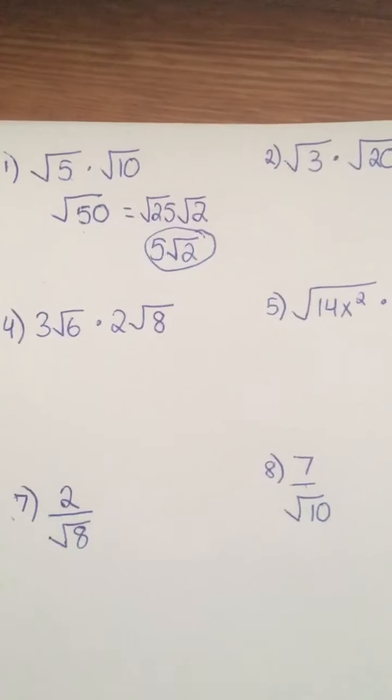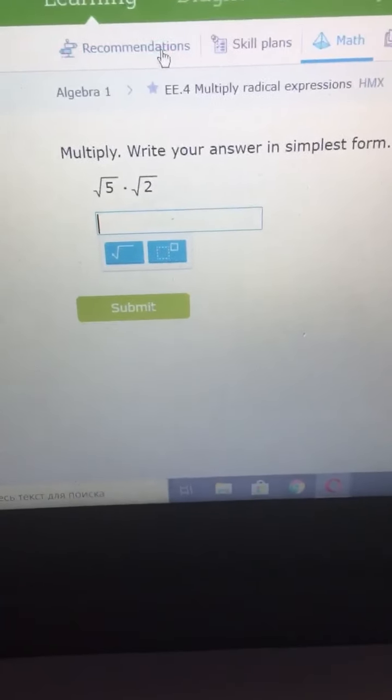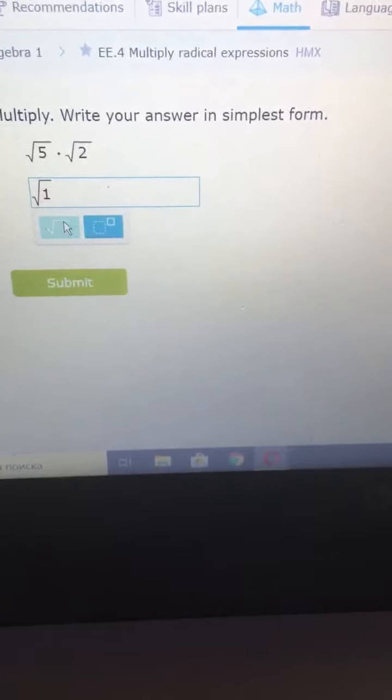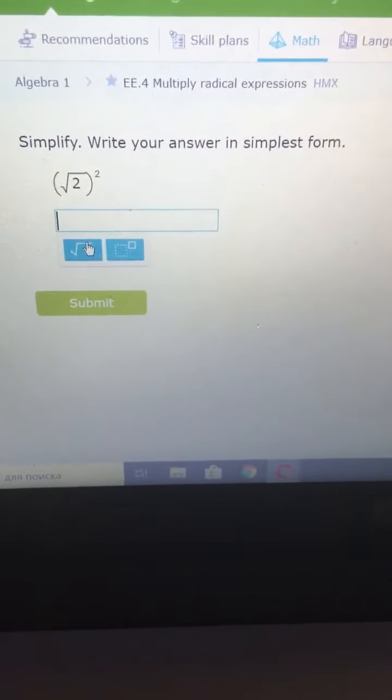Now when you're entering these onto IXL, I think I showed you in the last video, but just in case, when you need to enter something under a radical, you just have to press this little radical button. So radical, for this one, it would just be 10. You can't simplify it. So that's what you'll be doing when you get to IXL.